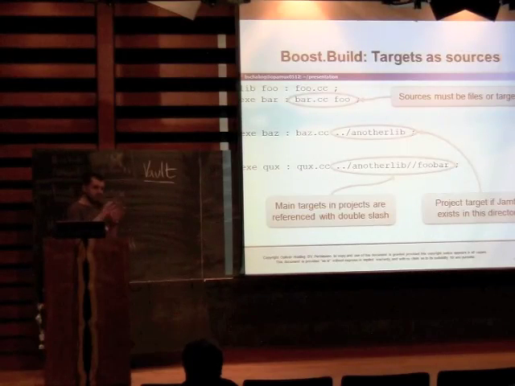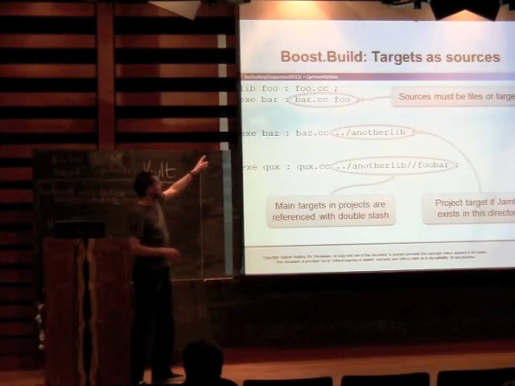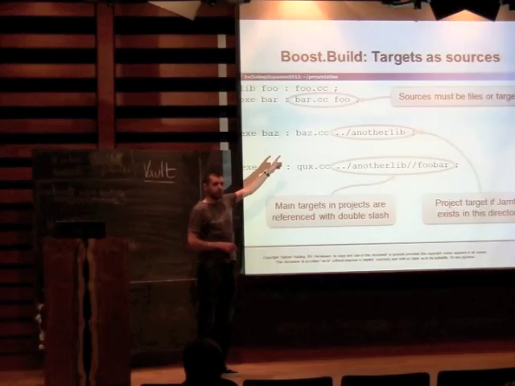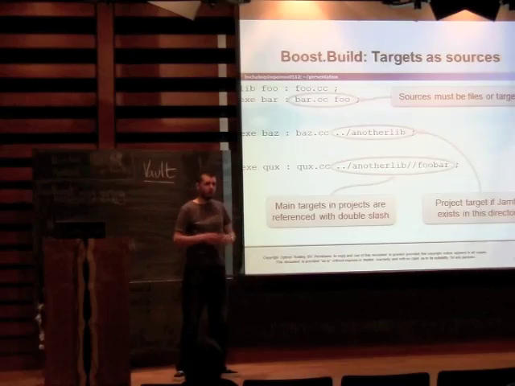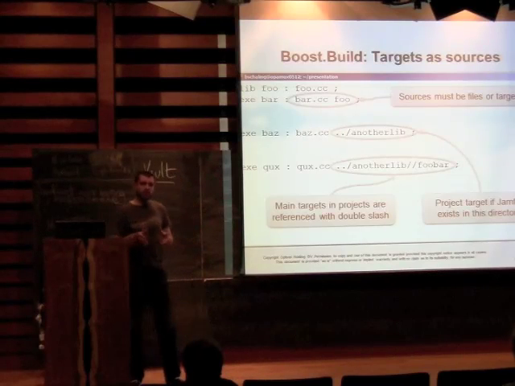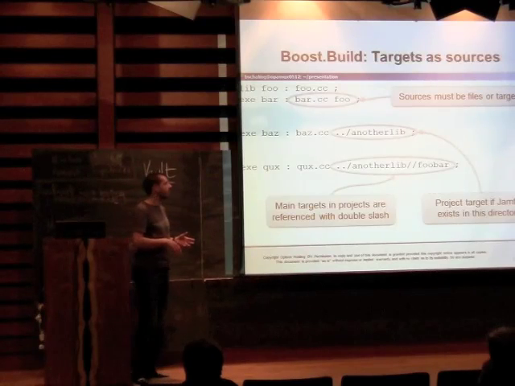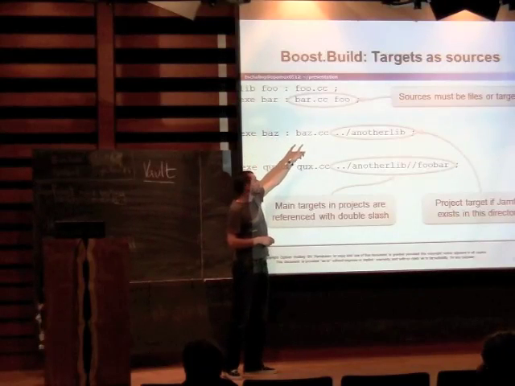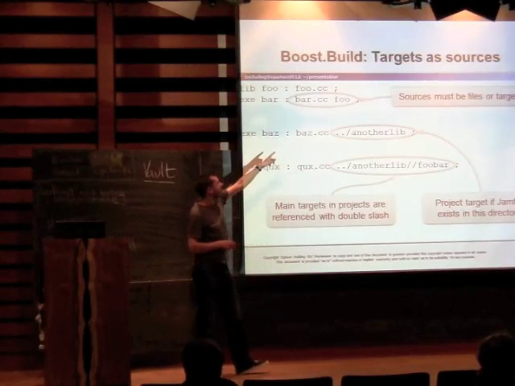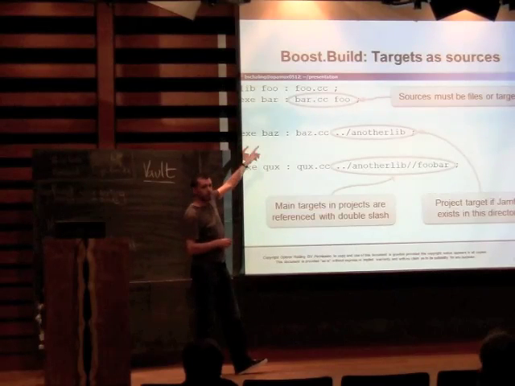Now, why is it important to understand all about these targets? When we build something and we use sources, then we have already seen in other examples, sources do not need to be only files, they can also be other targets. When I say other targets, I mean meta targets. So in this case, I say my executable bar depends on the target foo. What is foo? Foo is defined here. Foo is another main target here in my Jam file.